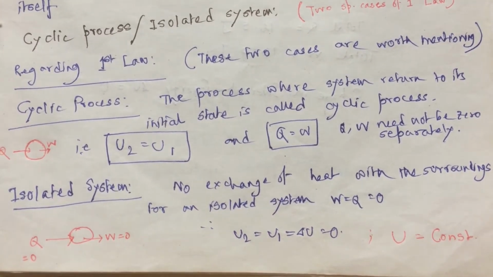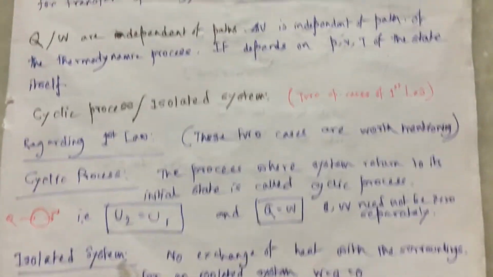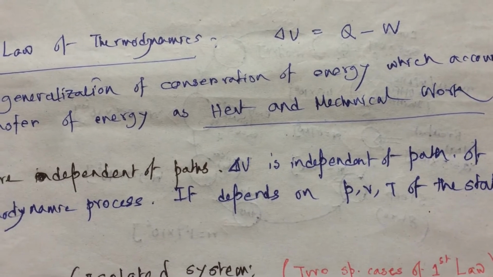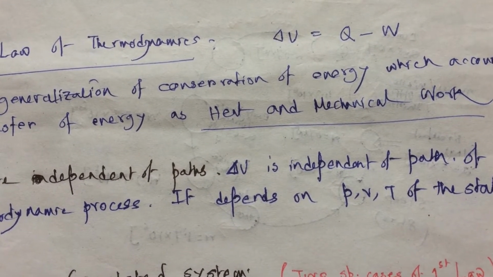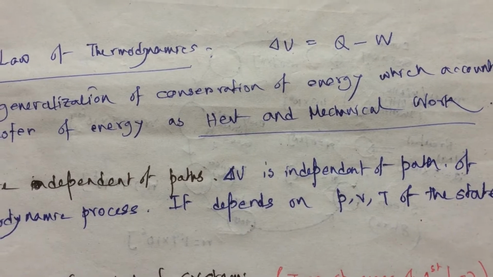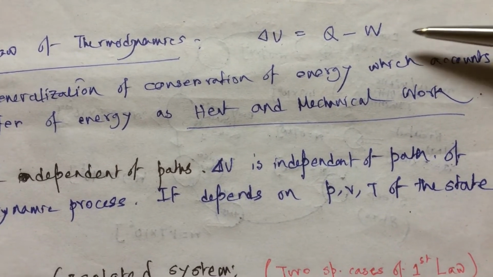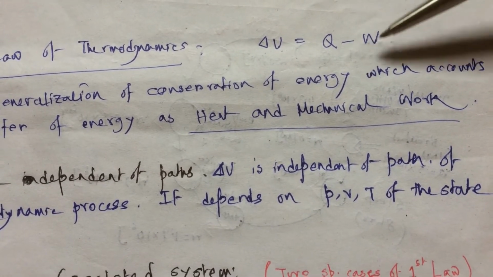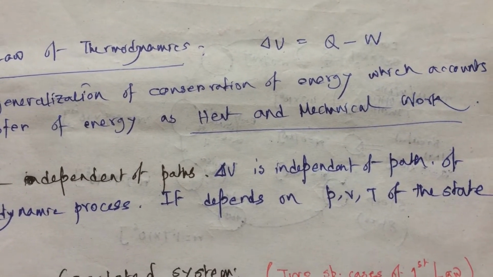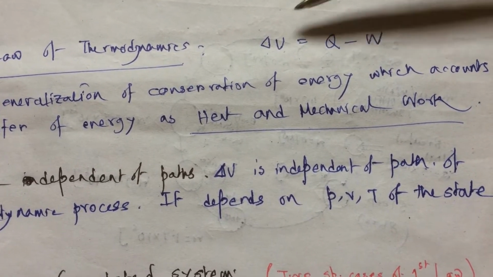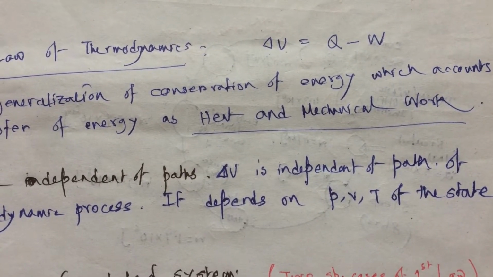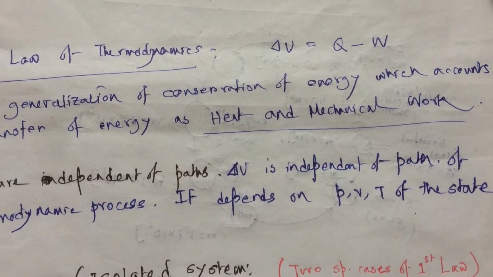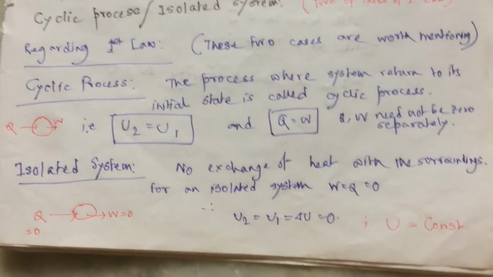According to the first law of thermodynamics, the change in internal energy is equal to the amount of heat absorbed or liberated by the system minus the work done. It is actually a combination of heat and work done that tells me the sign of this change in internal energy. Internal energy change may be equal to 0 also. Now let's see the cyclic process.